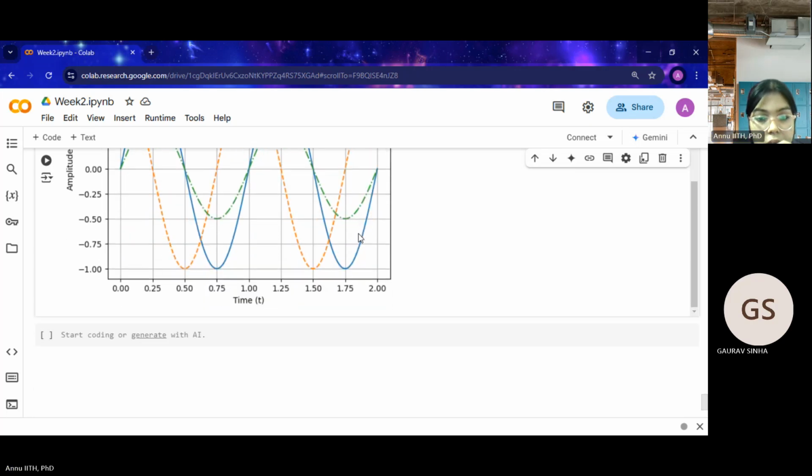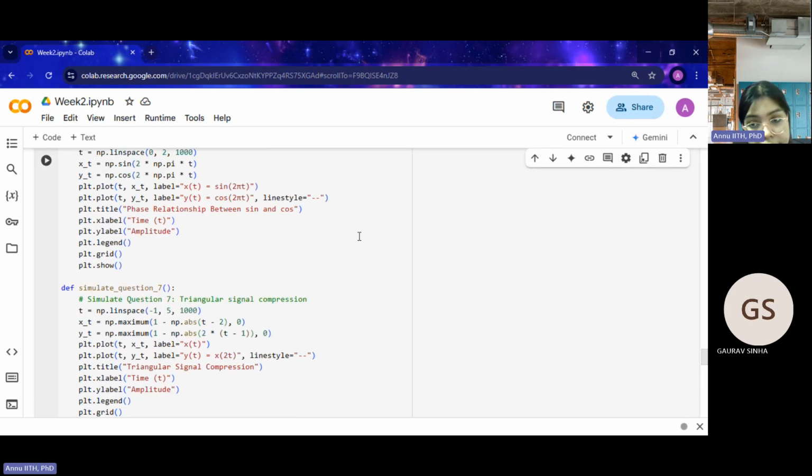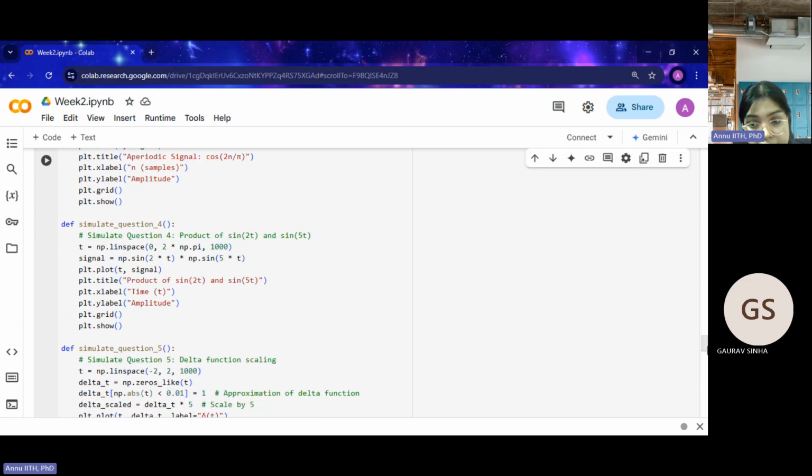Fine. So I have uploaded this code also in the drive folder. You can just check it there.